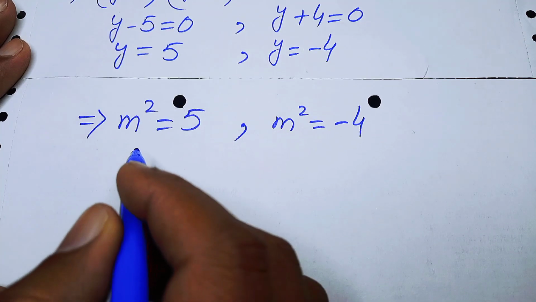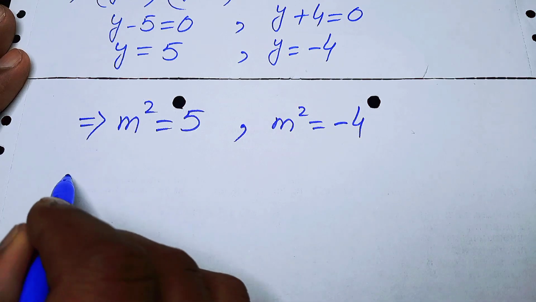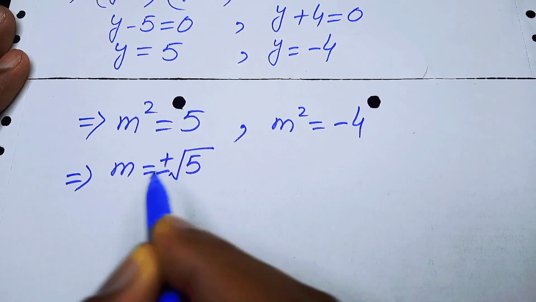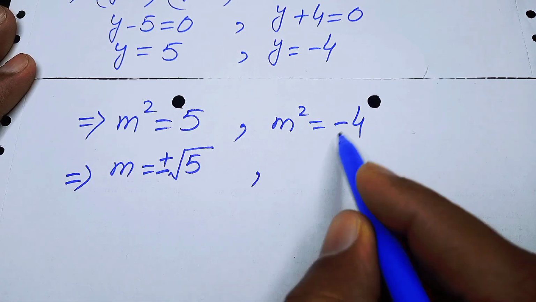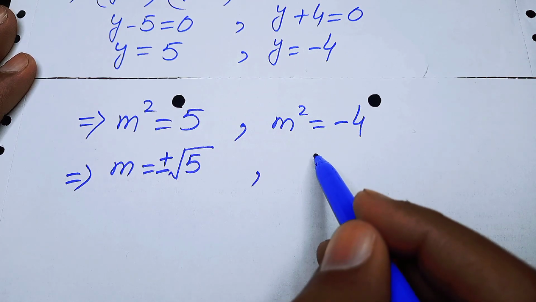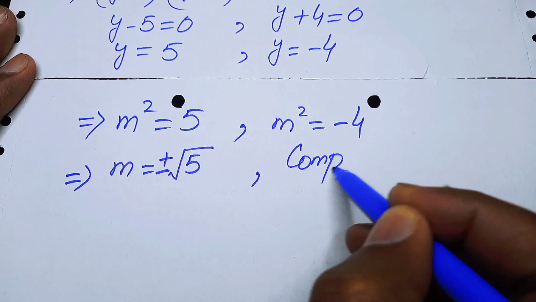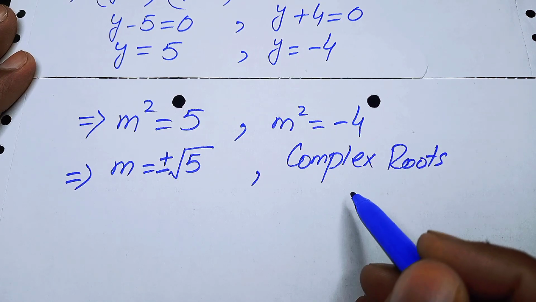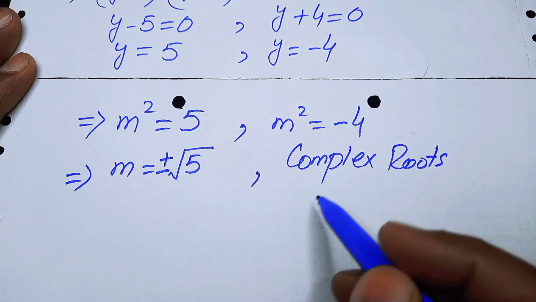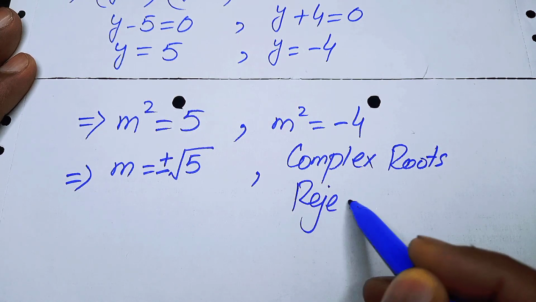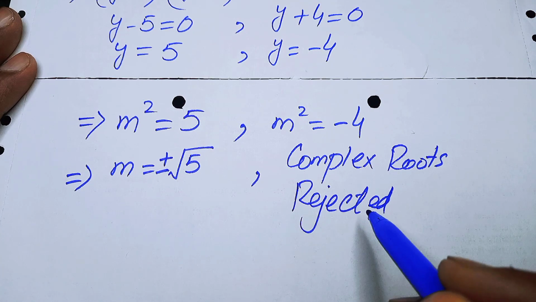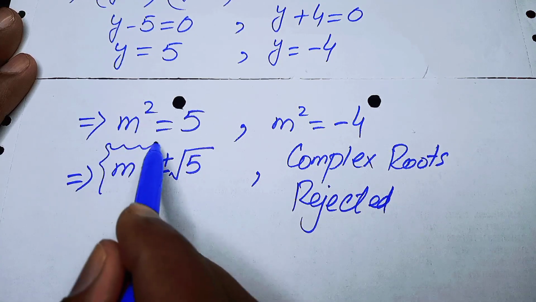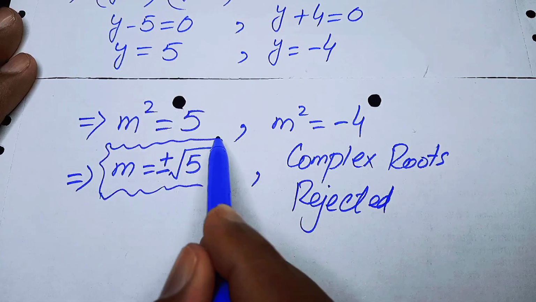And now we take square root on both of the sides, so here you get m is equal to plus minus square root of 5, and here when you take square root, this becomes some complex root. But our requirement is to find only real roots, so we can reject these roots and we just consider these roots only. So this is our final answer.